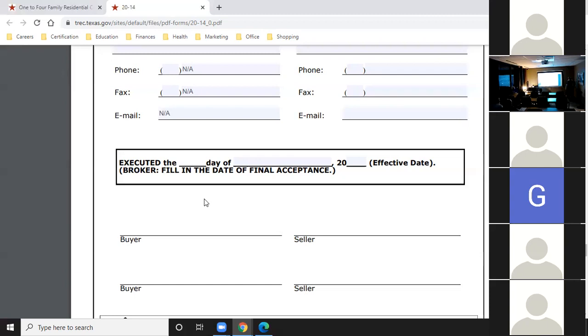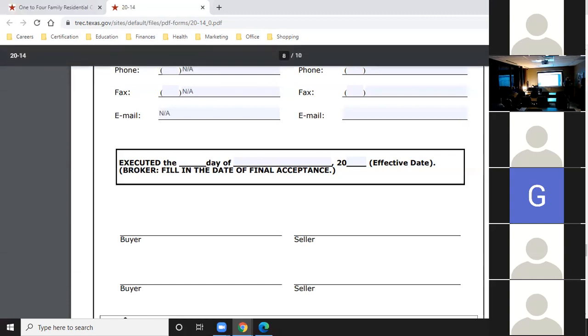Okay, everybody else, do you agree? Garrett agreed. Colton, do you agree? The closing date is the 15th, right? That's what we put, 15th of January.